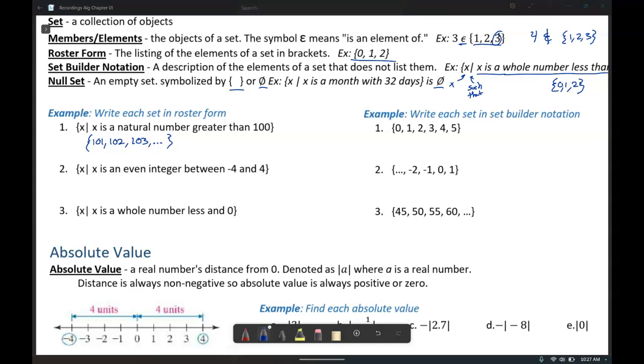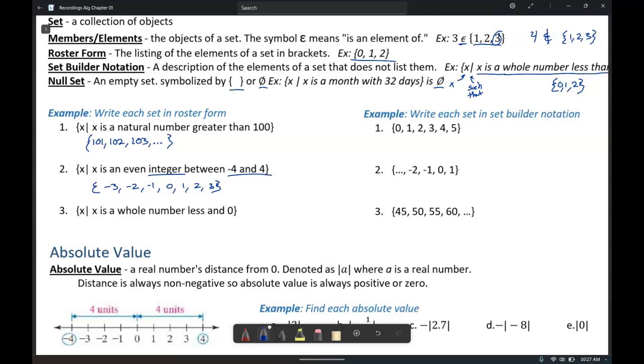Next, we want even integers between -4 and 4. So we want to look at the numbers between -4 and 4 that are integer values. And so the next number between -4 and 4 is -3. Then -2, -1, 0, 1, 2, and 3. And those are all integer values between -4 and 4.